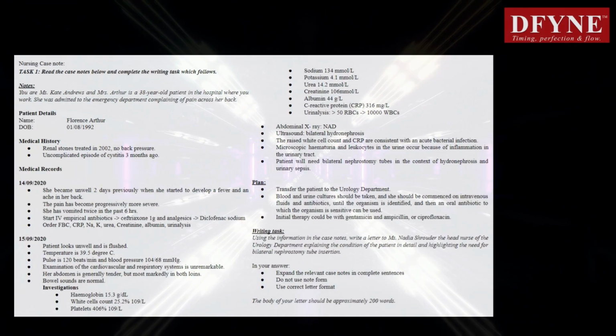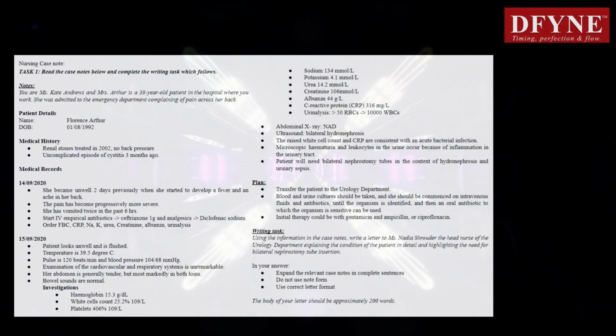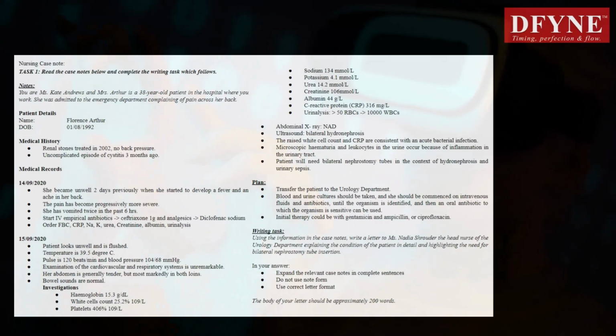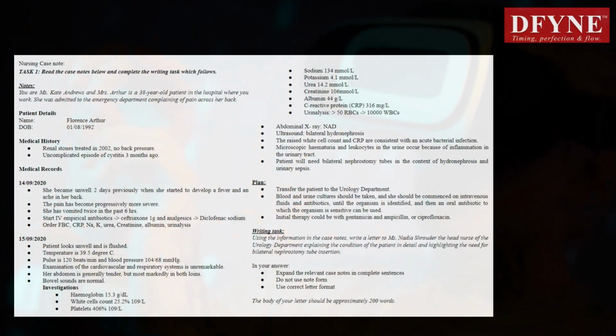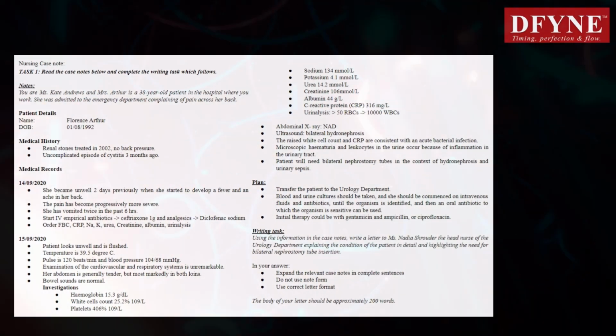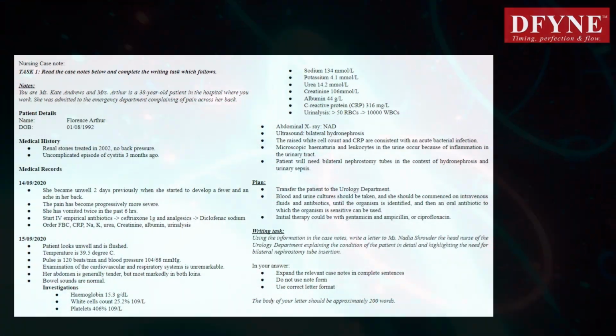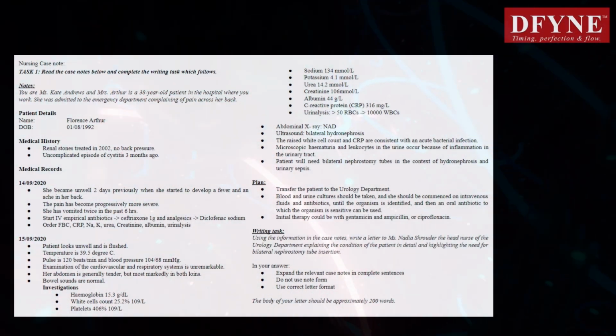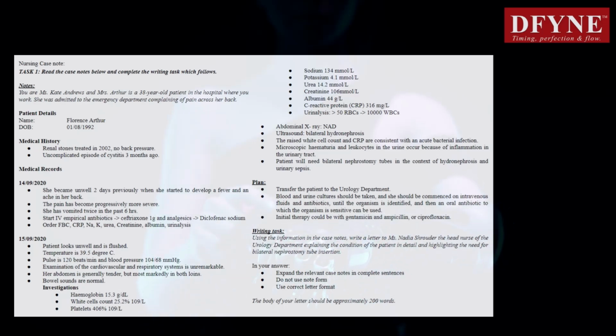Here are the case notes for our task. The patient, Mrs. Florence Arthur, is a 38-year-old woman admitted with severe back pain, fever, and vomiting. She has a history of renal stones and cystitis. Recent investigations indicate severe bilateral hydronephrosis and urinary sepsis. The writing task requires us to write a letter to Ms. Nadia Schroeder, the head nurse of the urology department, explaining the patient's condition and the need for bilateral nephrostomy tubes.